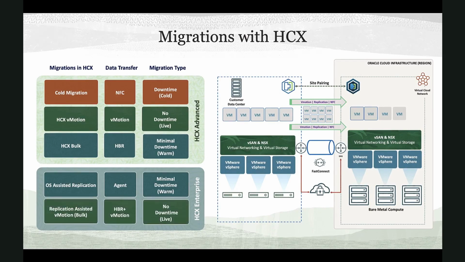Replication-assisted vMotion is designed for massive migrations, and it is an enhanced version of the HCX Bulk migration. It works with a combination of HBR and vMotion working together. In this migration type, the difference is that the last switchover is done through vMotion, and so there is no impact to the running virtual machines. So it is considered a live migration.